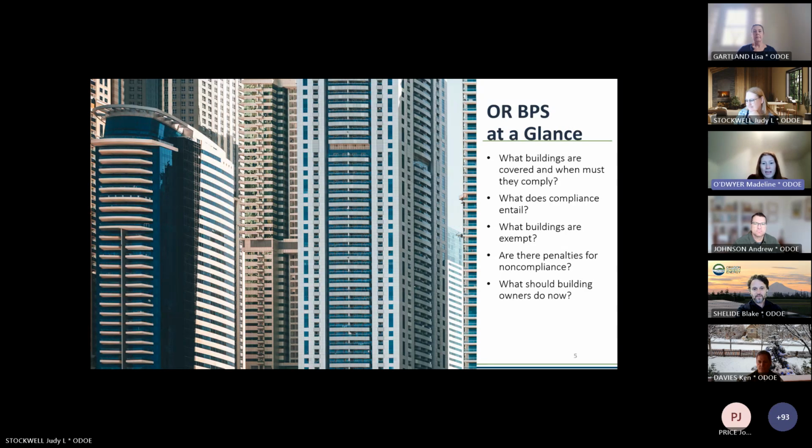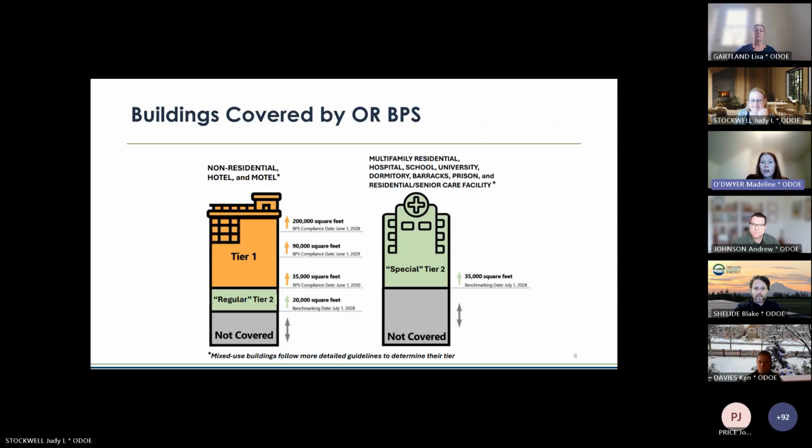Thank you so much, Blake. In this section, we are going to go over just what Blake was describing. What is BPS and some of the action that you should be taking right now. Let's go to the next slide and jump right in. So there are two different tiers that are covered in BPS. There are Tier 1 and Tier 2 buildings. We'll first focus on Tier 1 buildings, and then we'll cover what Tier 2 buildings are.